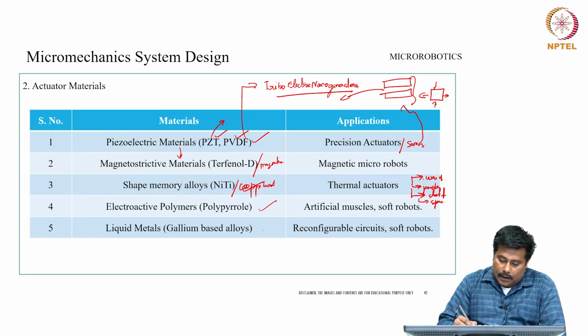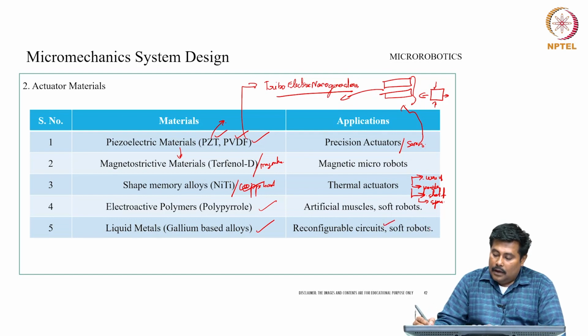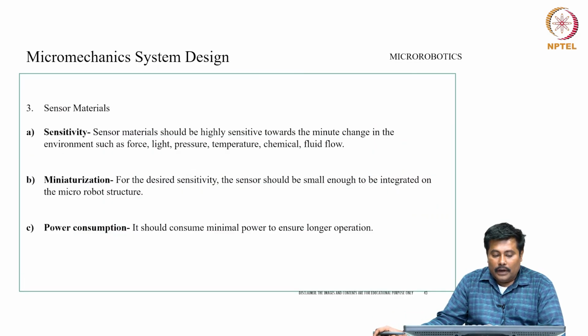Next, there are certain flexible structures like liquid metals, which are a kind of gallium based alloy. These have potential application in reconfigurable circuits as well as soft robotic applications. In fact, they have a wider spectrum with reference to reconfiguration and soft robotic applications.